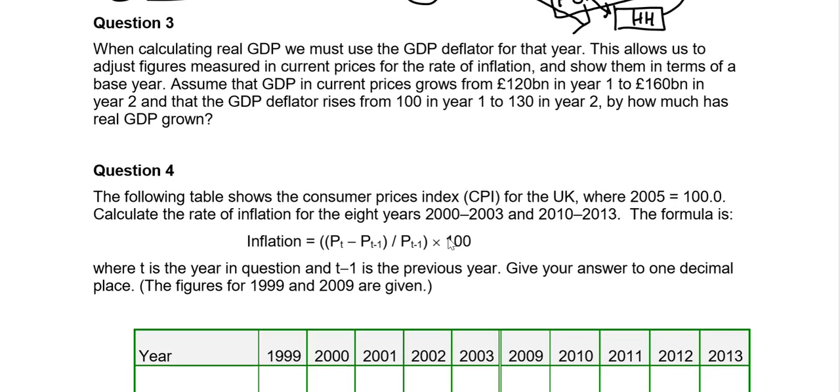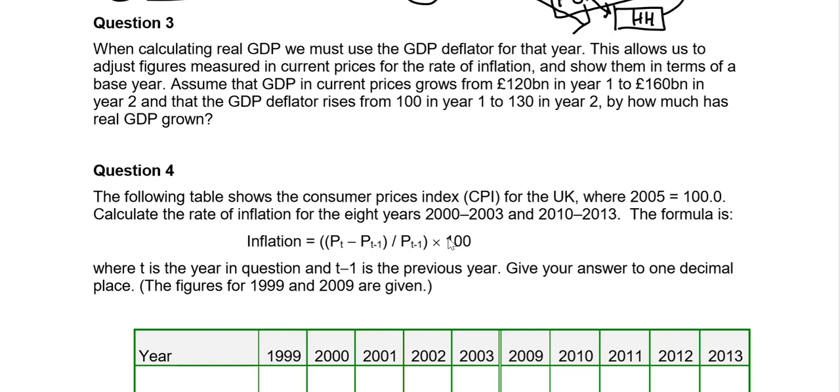Moving on now, what does this say? Question number 3. When calculating real GDP, we must use the GDP deflator for that year. Yes, that's true, because nominal GDP doesn't reflect only the actual quantities produced. It also reflects the price rises over time, and this may give us a wrong impression that we have high or low GDP. In fact, we may have the opposite. We will see that in a minute.